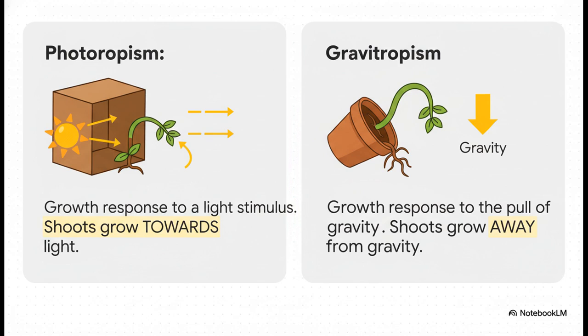First, you've got phototropism. Photo means light, so this is all about growing in response to light. The shoots, the leafy bits, grow towards the light to soak up as much energy as possible for photosynthesis. Makes sense, right? Then you have gravitropism, which is all about responding to gravity. Shoots grow up, away from gravity, reaching for the sky, but the roots do the opposite. They grow down, towards the pull of gravity to anchor the plant and find water.